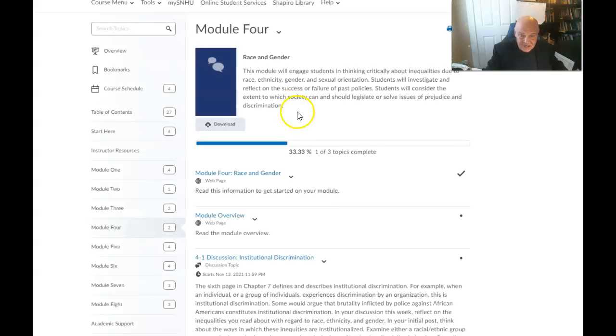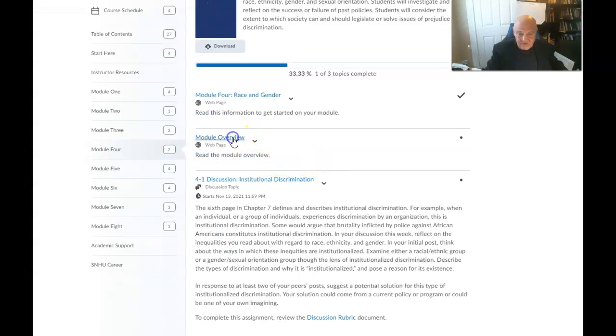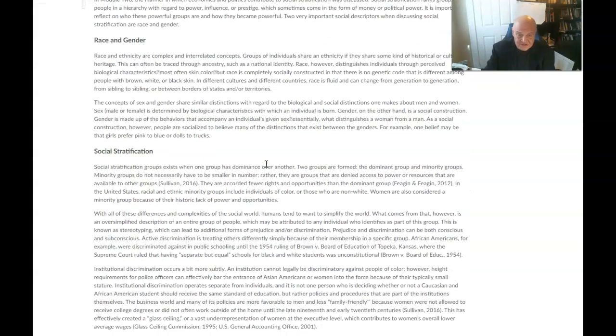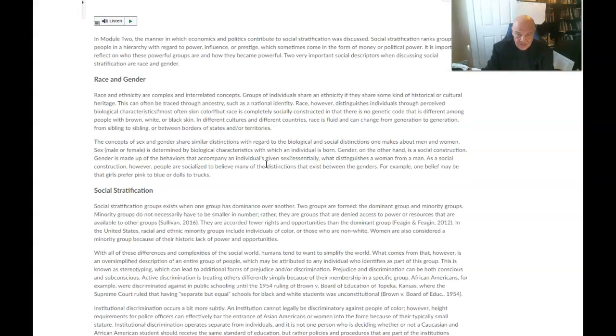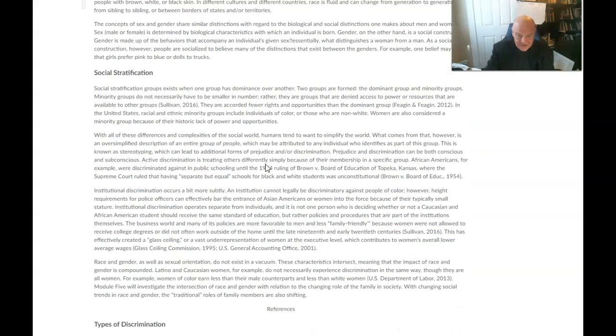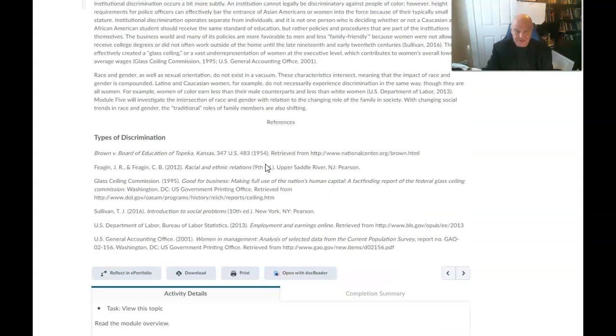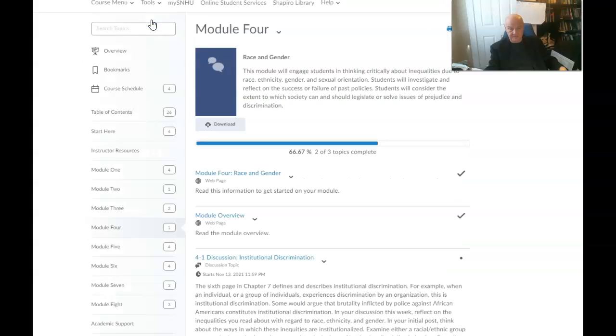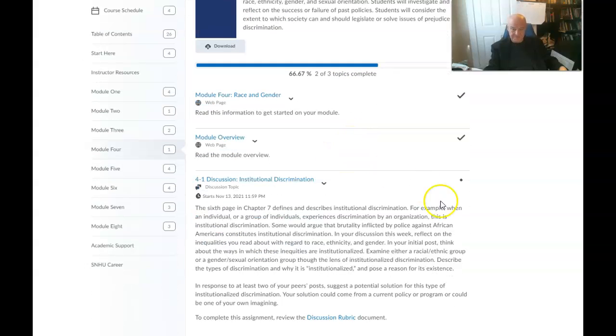Let's go back out to Module 4 and do a module overview. Okay, please read this module overview here about race and gender, about social stratification, and about types of discrimination, okay? So please read this thoroughly before you start typing away and submit something in a discussion. Let's go back down now and look at the discussion.